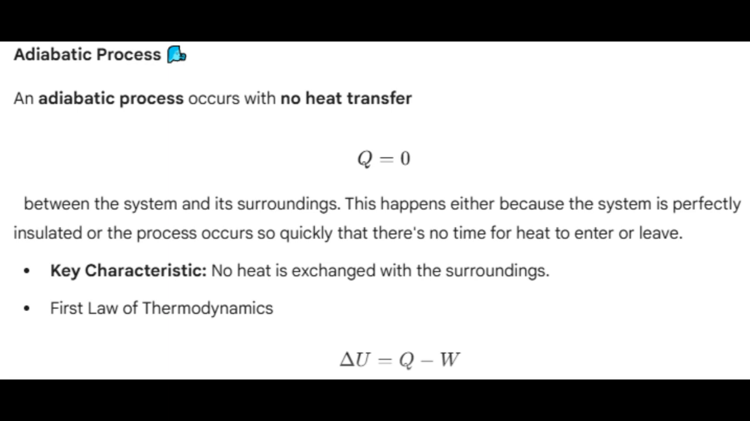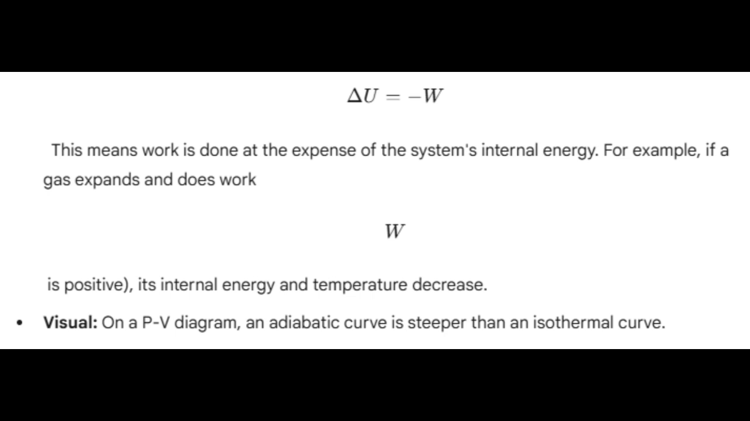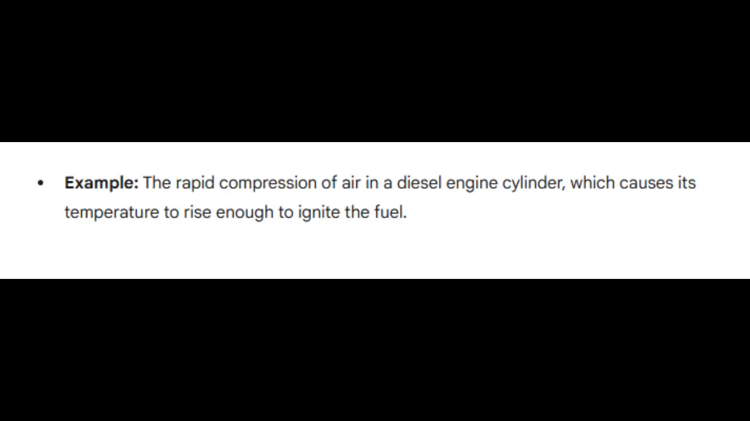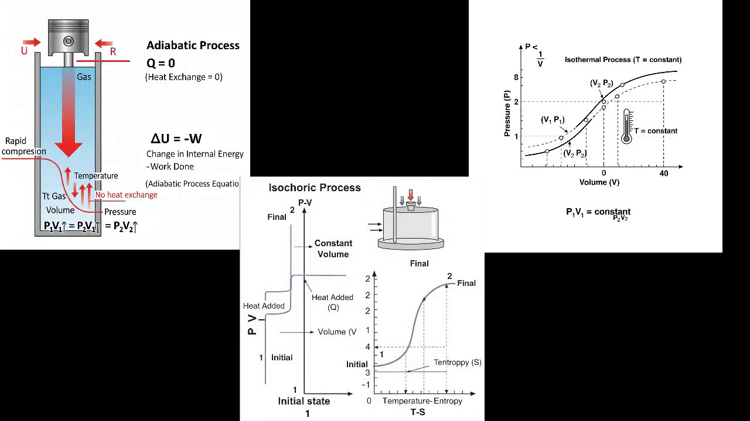Adiabatic process: no heat is exchanged, Q equals 0, with the surroundings. This often happens in very fast processes where there isn't time for heat transfer, or in perfectly insulated systems.